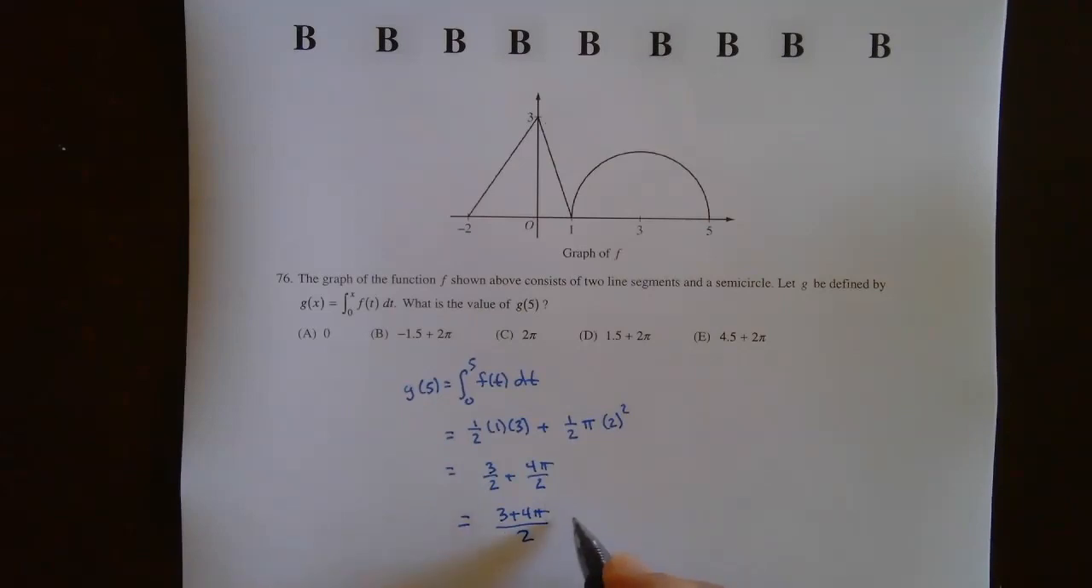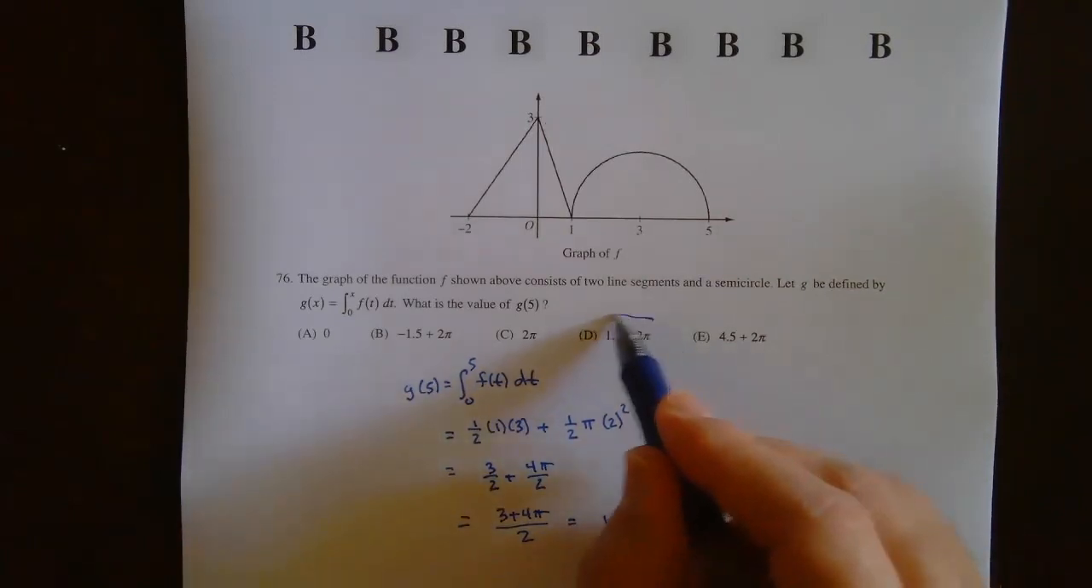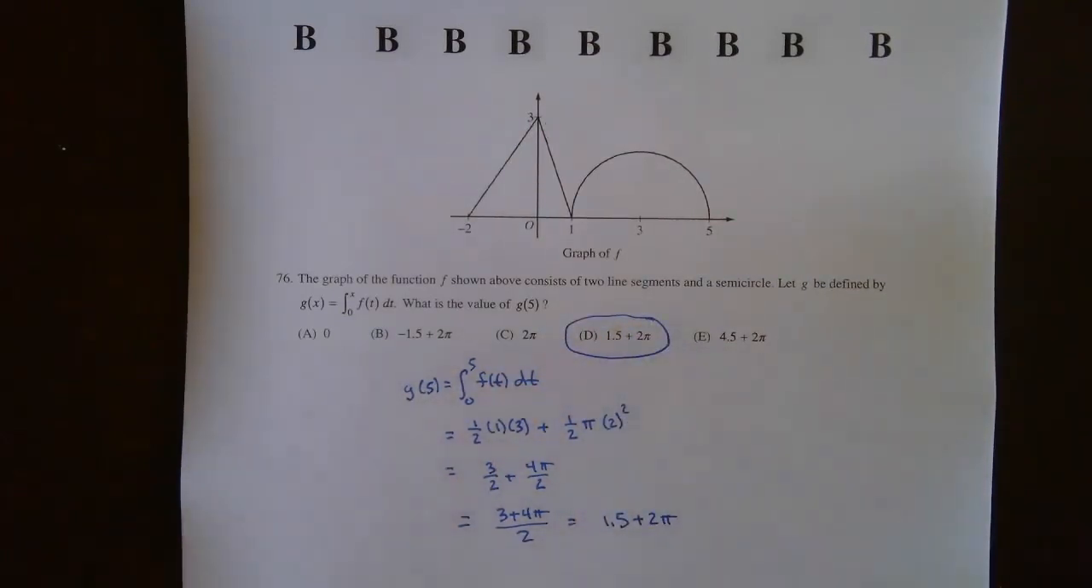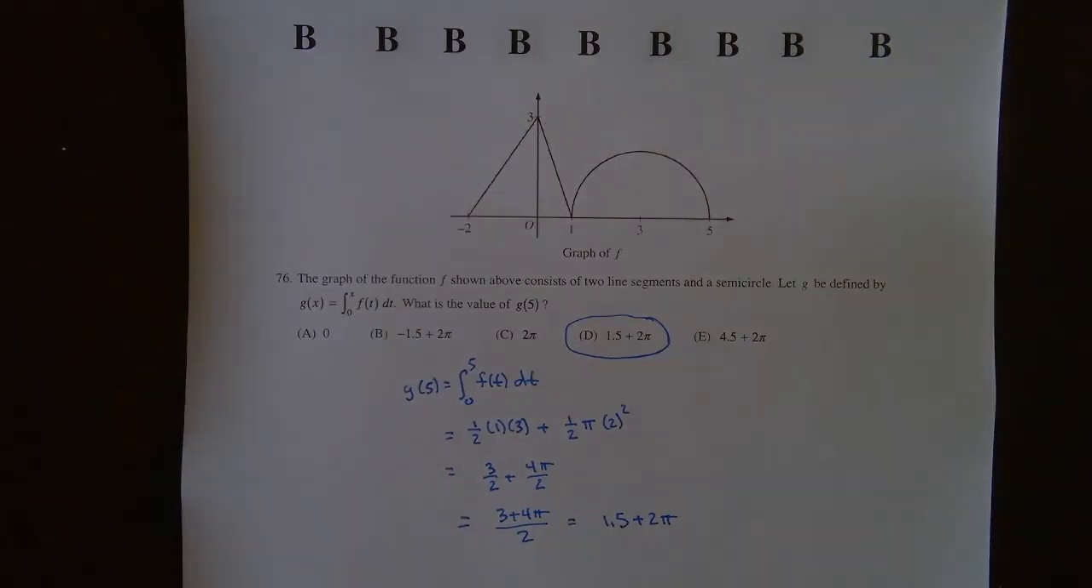Or another way of looking at this, because I'm looking at the answers, okay, 3/2 is 1.5 plus 2 pi. And 1.5 plus 2 pi would be answer D. Okay, all right, so let's go to the next one.